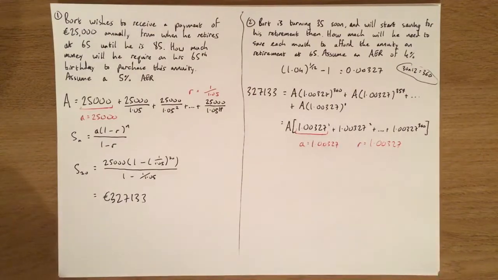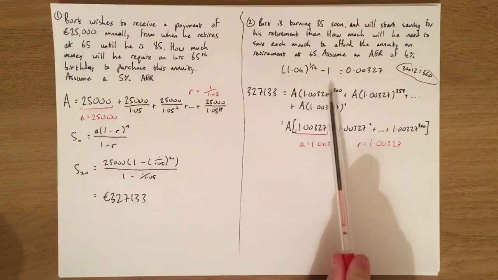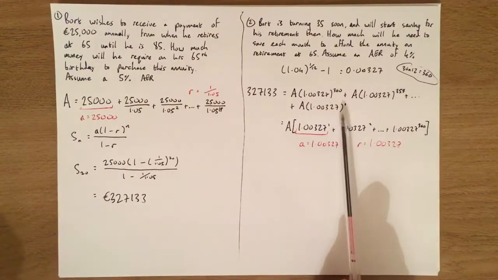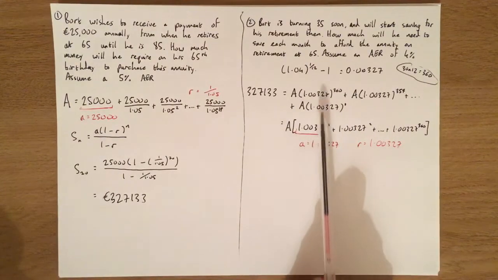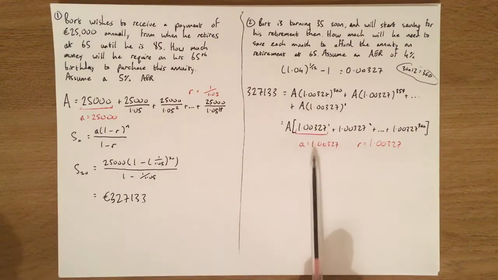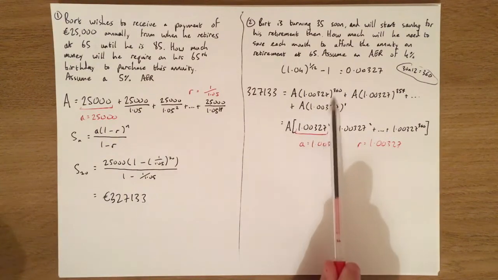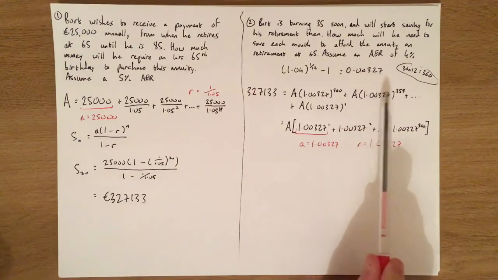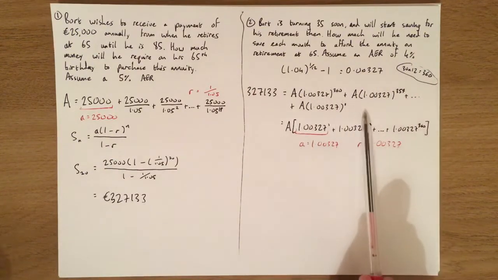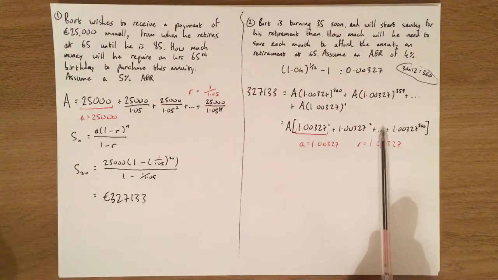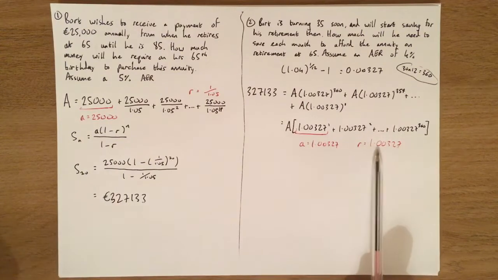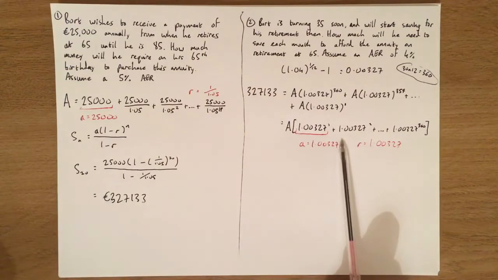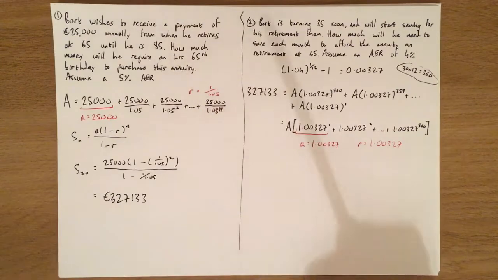So that's the ratio, r. If you didn't run the series the other way around, if you left it as 360, 359 all the way to 1, the only difference it would make would be your first term a would be 1.00327 to the 360. And then because your power is decreasing every term, if you ran it that way, your r would be 1 over 1.00327. It doesn't matter. Your answer, when you put it into the S formula, will be the same.